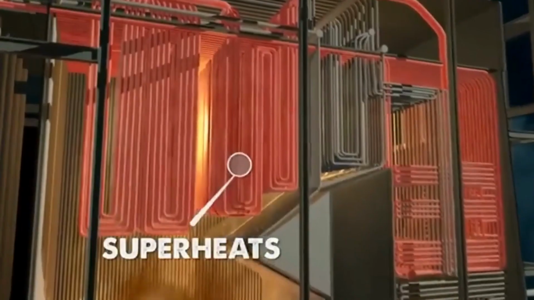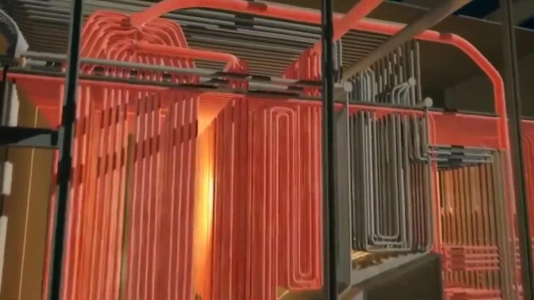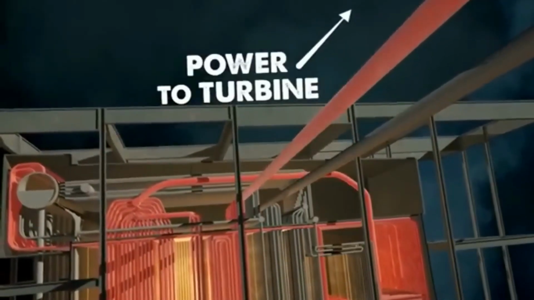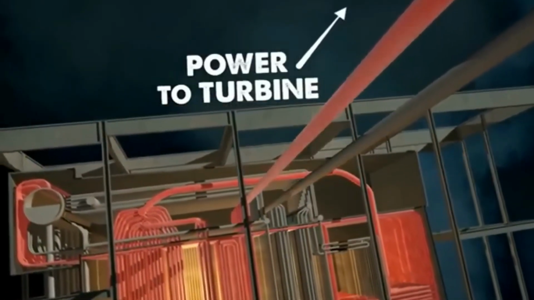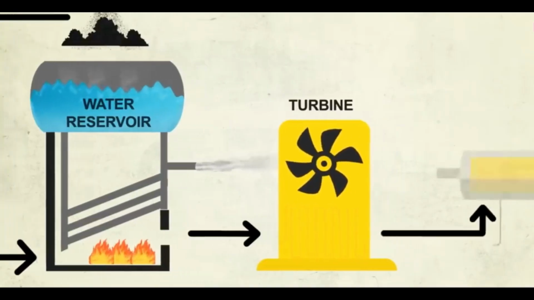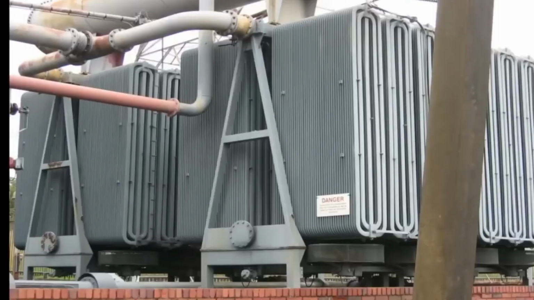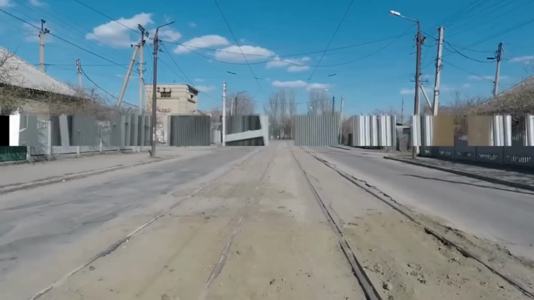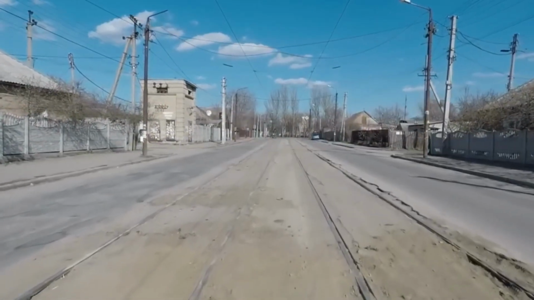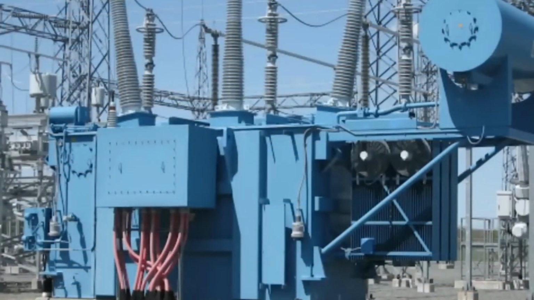The generator produces electricity by converting the mechanical energy generated by the turbine into electrical energy. This process involves the use of electromagnetic induction, whereby the movement of the turbine causes a magnetic field to be created around a set of copper coils within the generator. This movement induces an electrical current in the coils, which is then transformed into usable electricity by the generator.